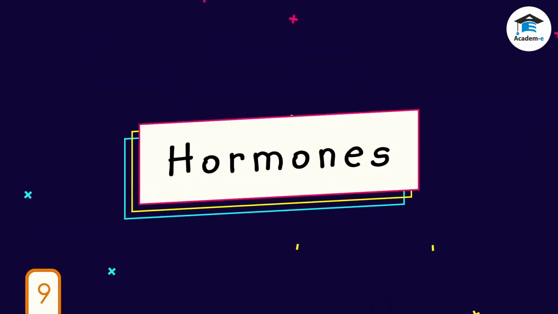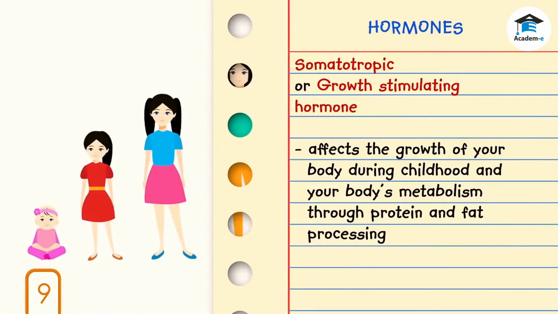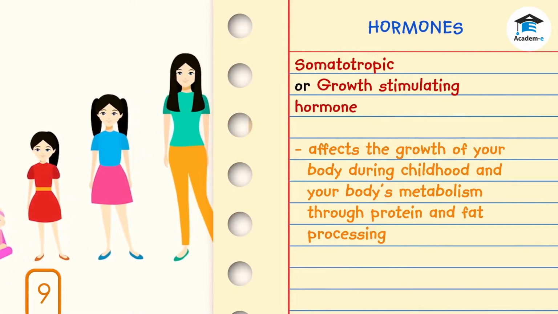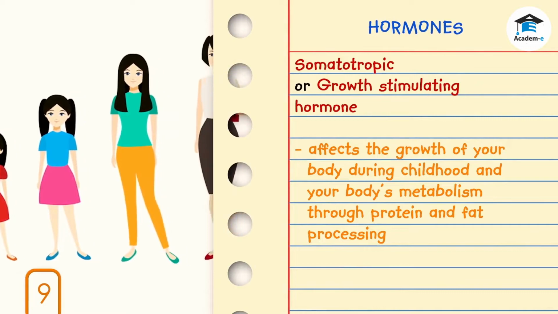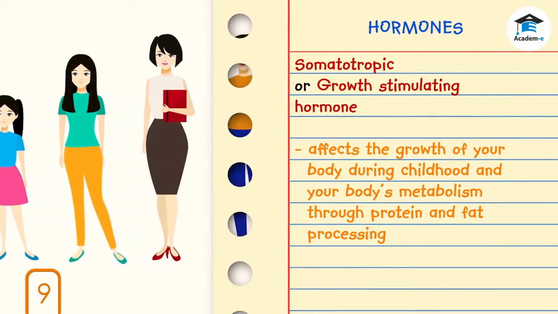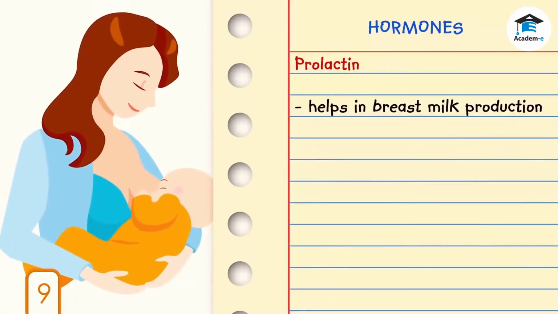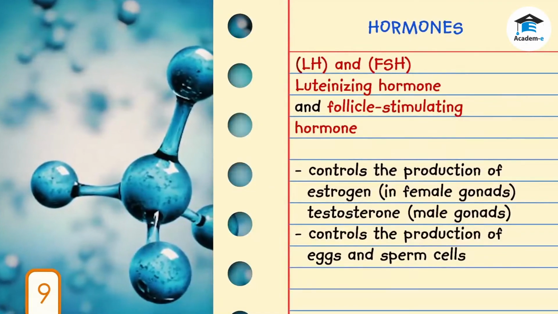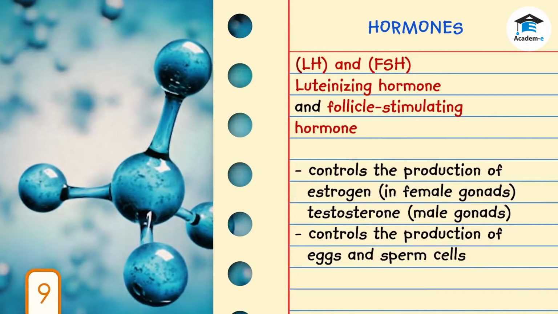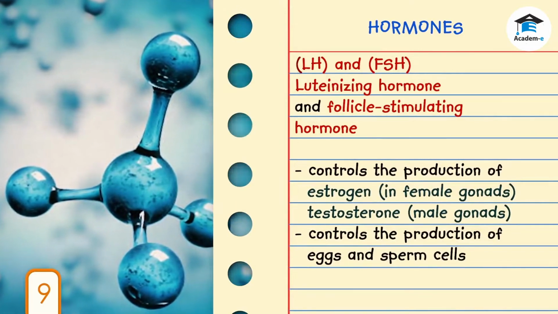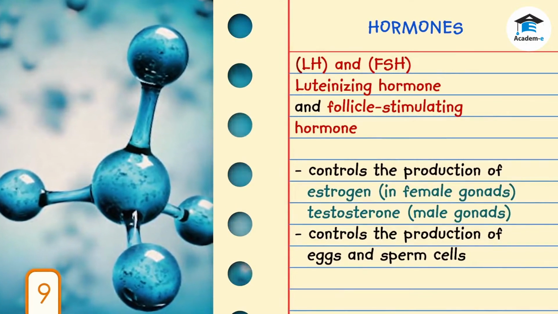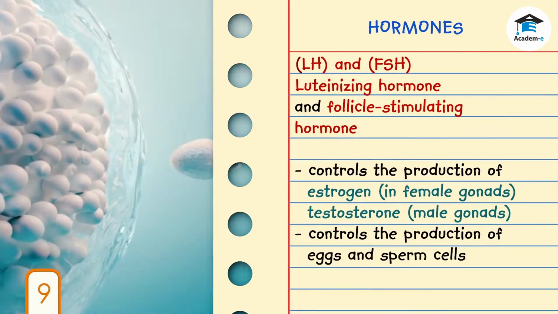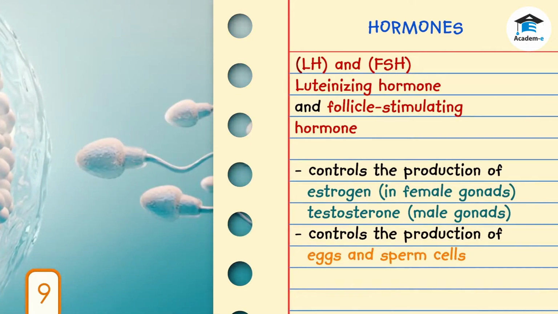Hormones. Somatotropic or growth-stimulating hormone affects the growth of your body during childhood and your body's metabolism through protein and fat processing. Prolactin helps in breast milk production. Luteinizing hormone, LH, and follicle-stimulating hormone, FSH, control the production of estrogen in female gonads and testosterone in male gonads, and the production of eggs and sperm cells.